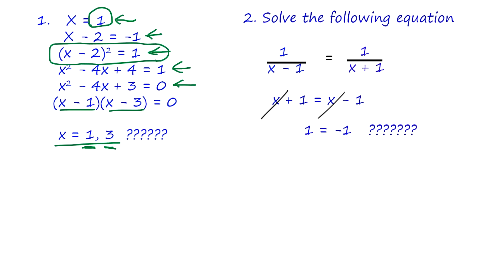Now, if x minus 2 equals negative 1, then that's correct. But it's not a necessary condition for this. So what's happened is this is not a necessary condition for this. Okay, it's a sufficient condition. That means each step somewhere introduced something else.